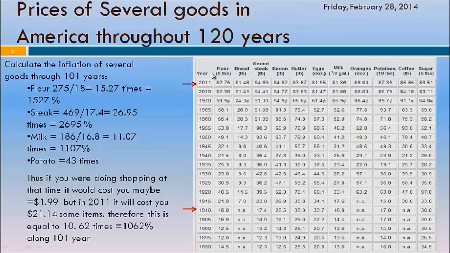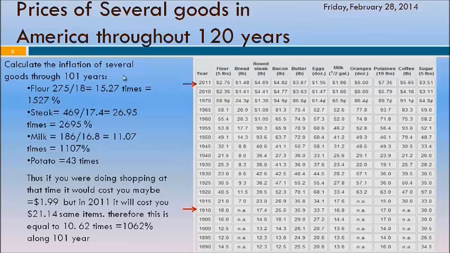Let's take this example. 1910, what was the steak price? It was 17.4 cents, while in 2011 it's 4.69. Take the potato: 17 cents per 10 pounds. What about today? Today it's $7.35 per 10 pounds.